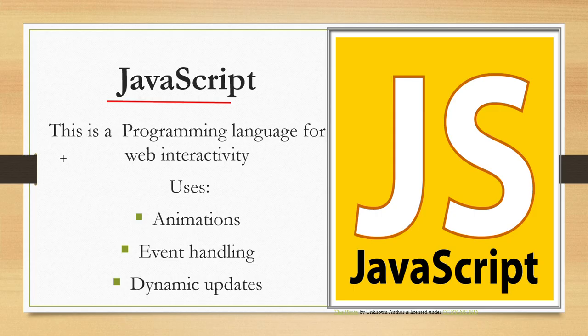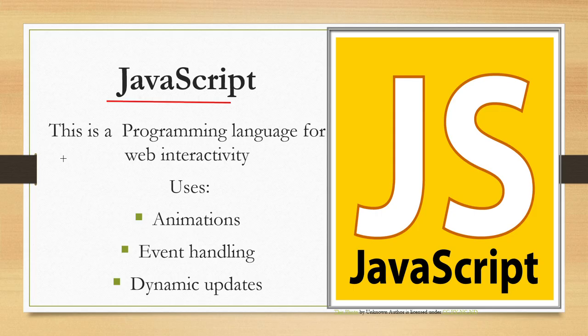So what is JavaScript used for? It is used for animations, event handling, and dynamic updates. Animation is if you want to add transitions or animations to your website. If you want your website to do a fade in and out transition when they click it, that is what JavaScript will help you to do.